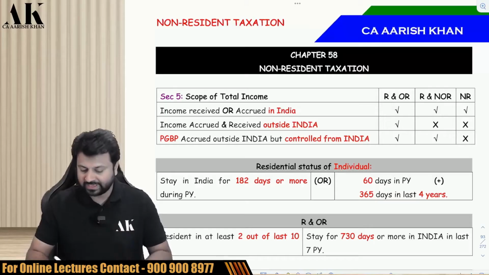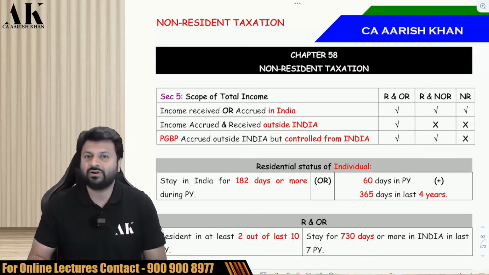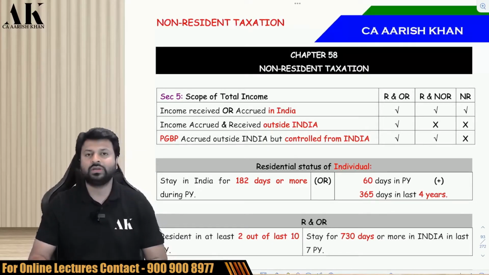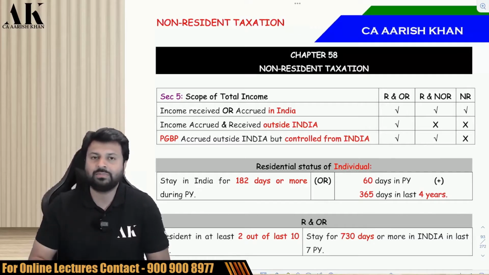Without wasting any further time, let us start with the discussion of all the provisions which are relevant for the non-residents in this entire beautiful topic. The first thing which we need to understand over here is the scope of total income. Who is liable for tax in India?